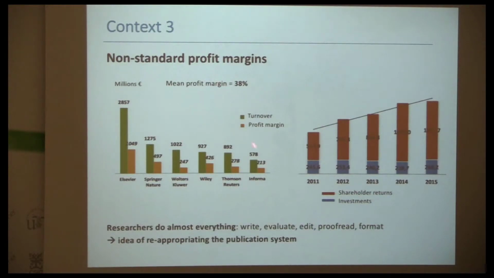And not only are they making money, but what they are doing with the money is mostly giving it to the shareholders. Because if you look here, the investment of the companies in the publication system remains exactly the same, but they are increasing the margin. So most of the margin is given to the shareholders every year.